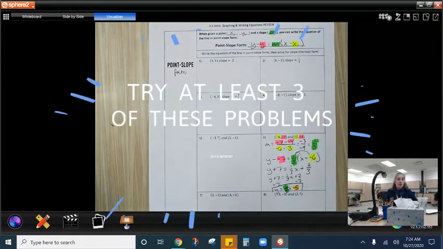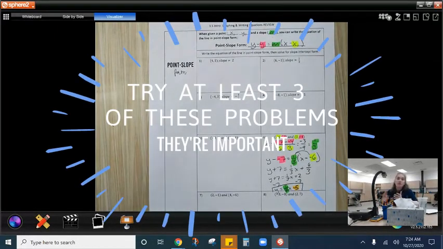I want you to try a couple more on this page. Again, this was just really good review, reminding you how to do this. Skills practice should be posted to Big Ideas. I want to say it's like 8 questions. Pretty sure.